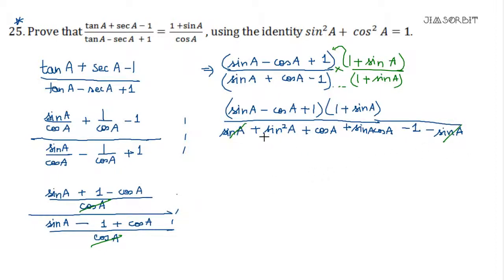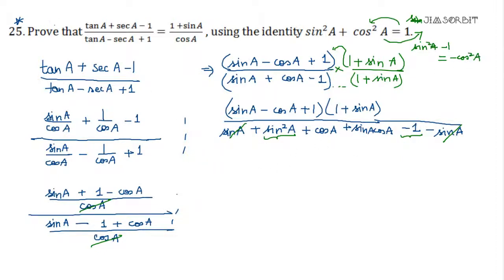Now see this thing, sine square A minus 1. If you send this 1 there, cos square A should be sent here. It will become minus cos square A. I hope you are understanding this. That sine square A minus 1 is equal to minus cos square A.